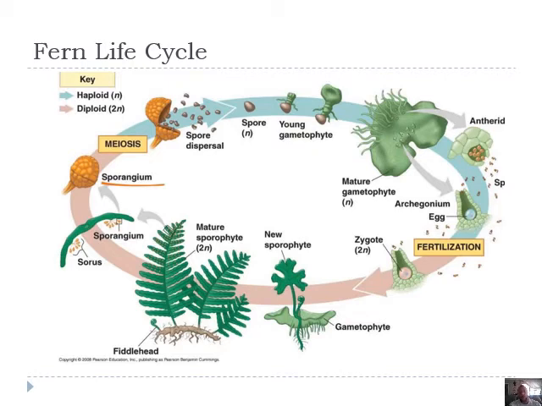Fertilization occurs there where the Archegonium is, in one of those pockets, and then we can see just underneath that it's a zygote, and that is 2N, which means it's now diploid. From where that fertilization has taken place, a brand new sporophyte will grow off of the gametophyte.